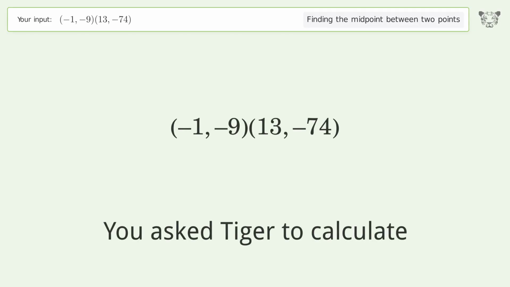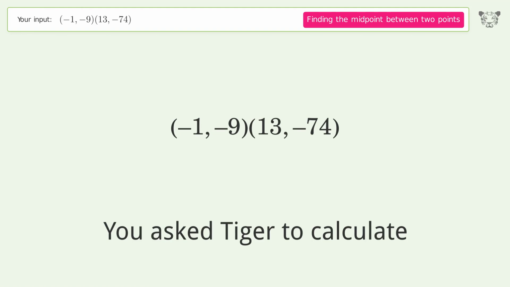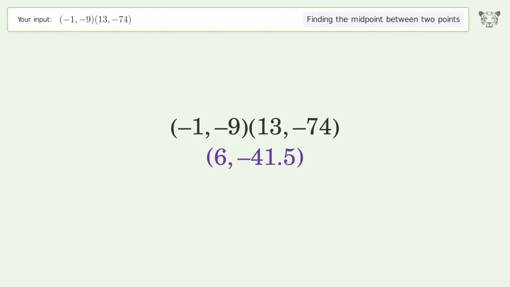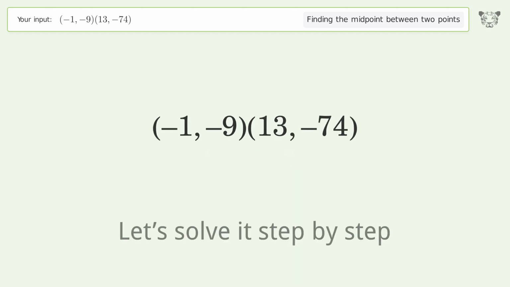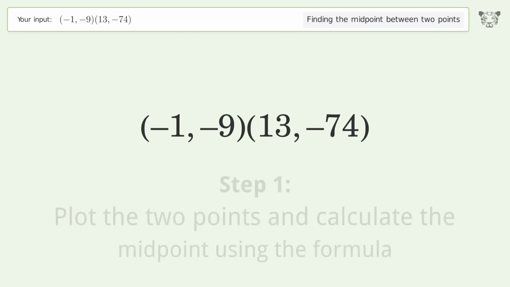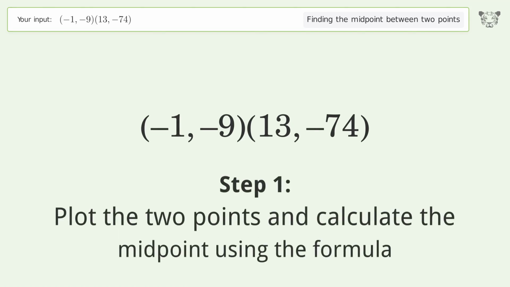You ask Tiger to calculate. This deals with finding the midpoint between 2 points. The midpoint between the 2 points is 6, -41.5. Let's solve it step by step. Plot the 2 points and calculate the midpoint using the formula.